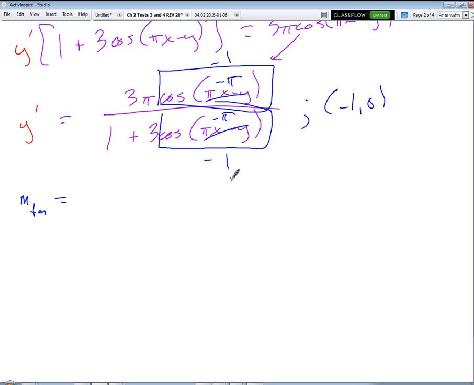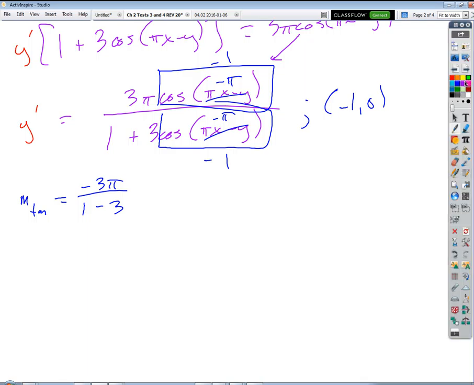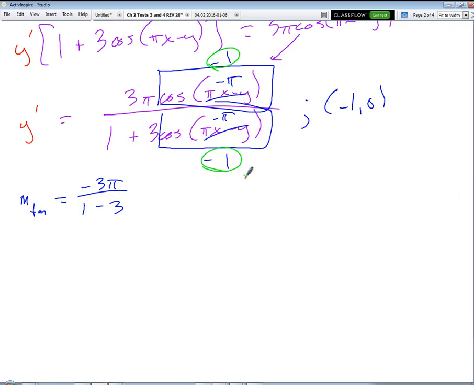And so I just would get -3 pi over 1 plus -3, right? Wait, where did the cosine go? Okay, when x is -1 and y is 0, the angle is just negative pi, and the cosine of negative pi is just -1. Remember the circle? Wait. Oh yes. Can't you say -2? I can, I will, yeah.